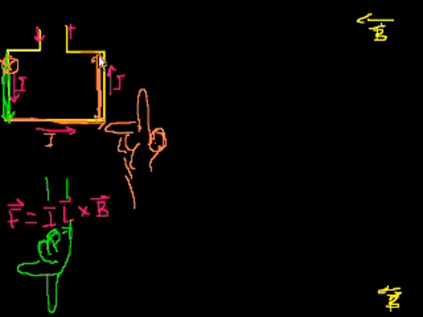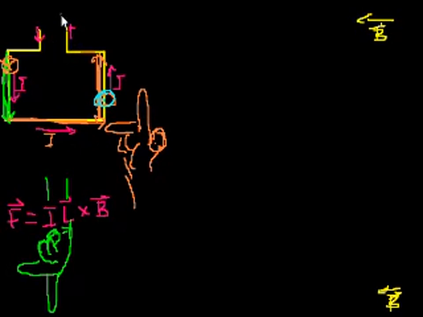Middle finger in the direction of the current, or in the direction of our length. Index finger in the direction of the current. Middle finger in the direction of the field. Thumb points out of the page. Do that with your own right hand, and you'll see that the net force of the magnetic field on this segment of wire is going to be upwards. Let me do it in a different color just to get some contrast. It's going to be upwards.